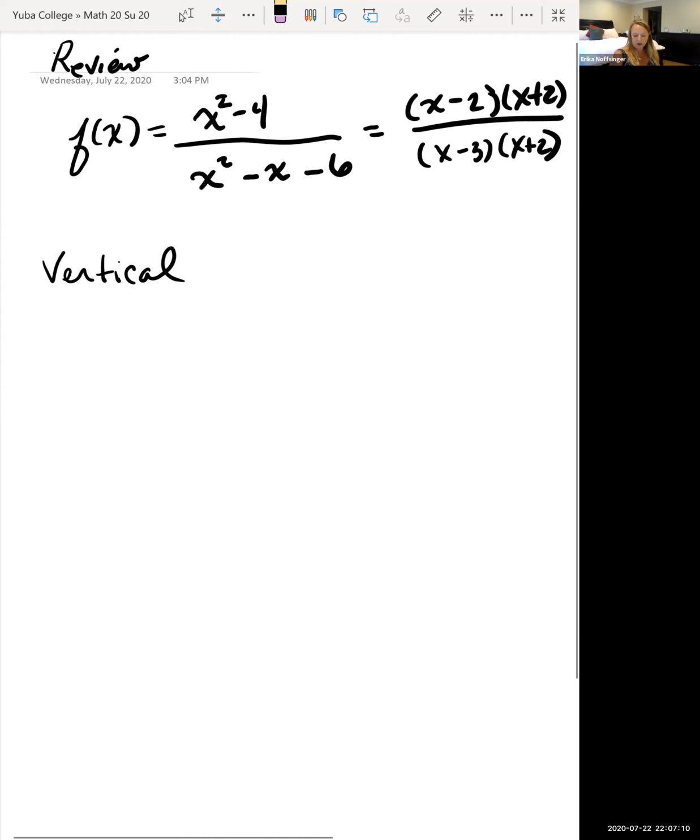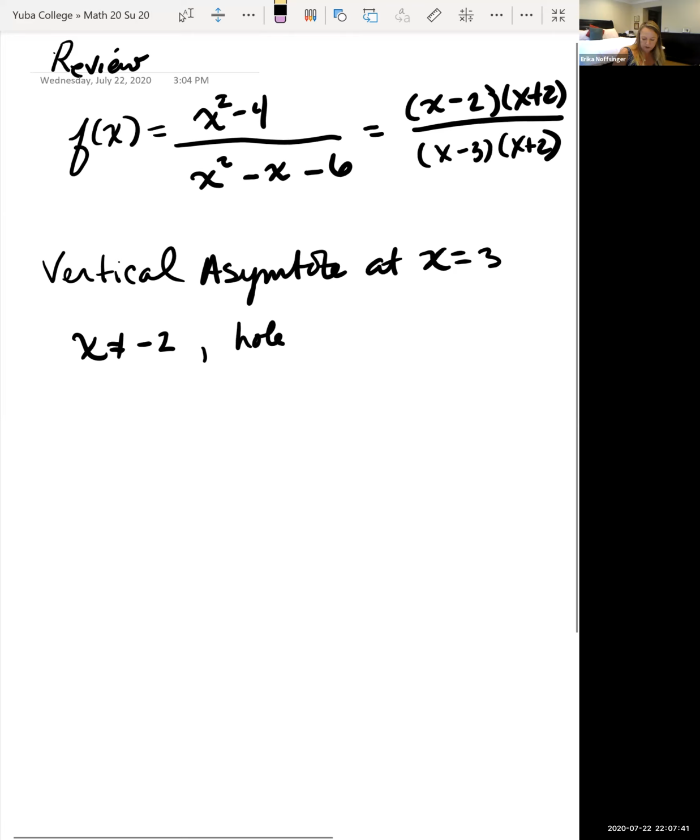Okay, so again, vertical asymptotes occur at values that set our denominator to 0, but not also our numerator. And so x equals 3 is a vertical asymptote. But x plus 2, or x equals negative 2, sets this to 0, but it also sets our numerator to 0. So x cannot be negative 2, and there's going to be a hole in the graph when x equals negative 2.